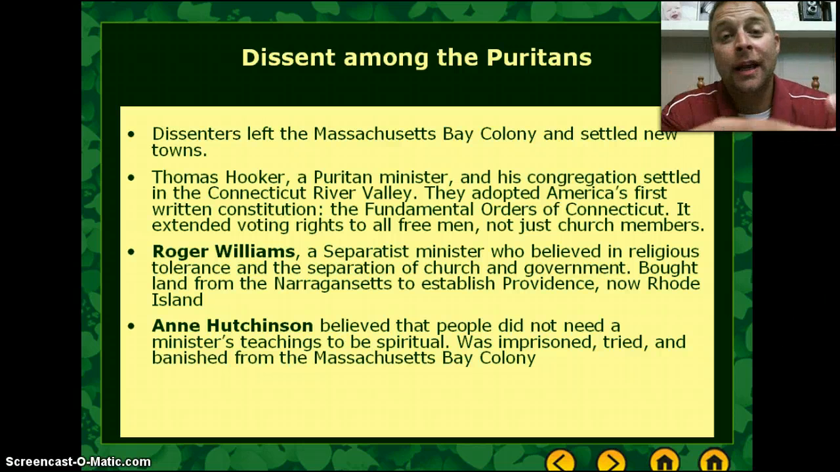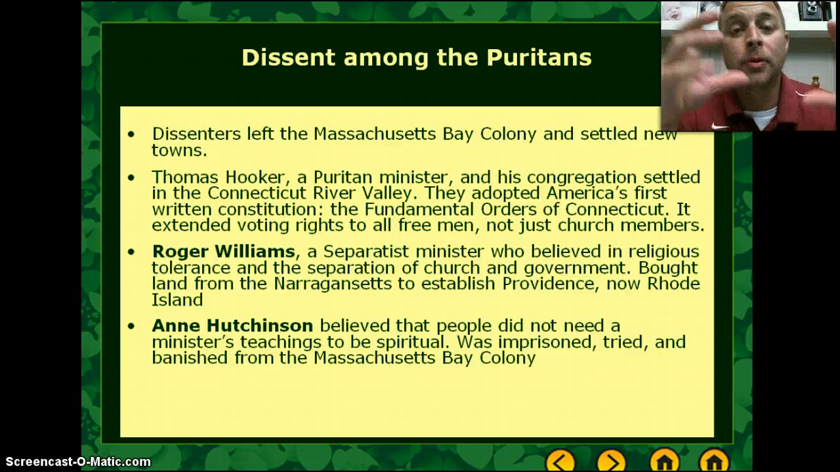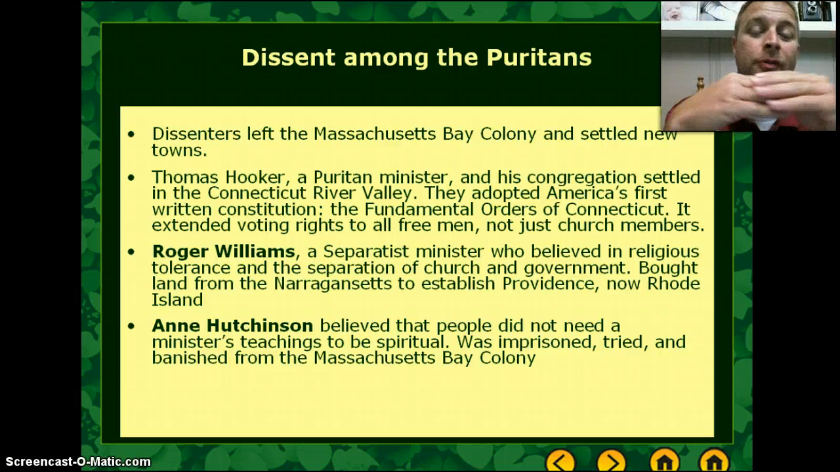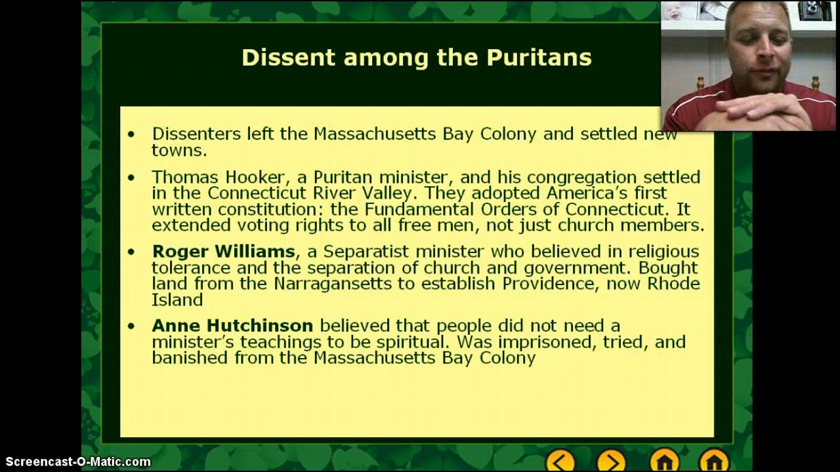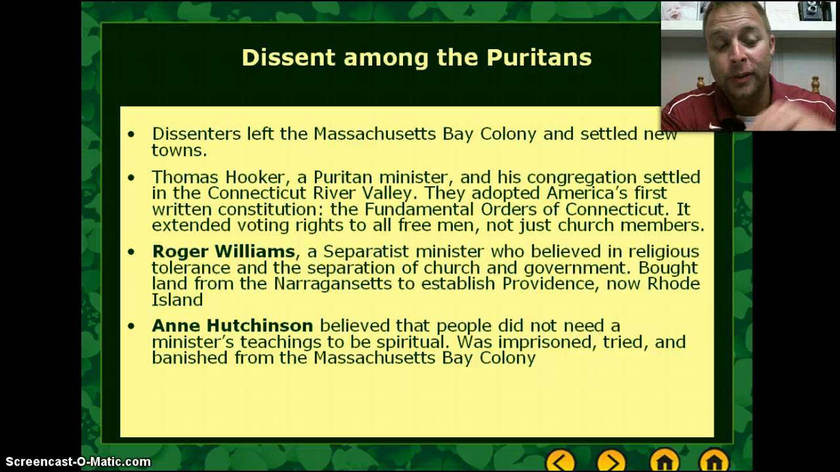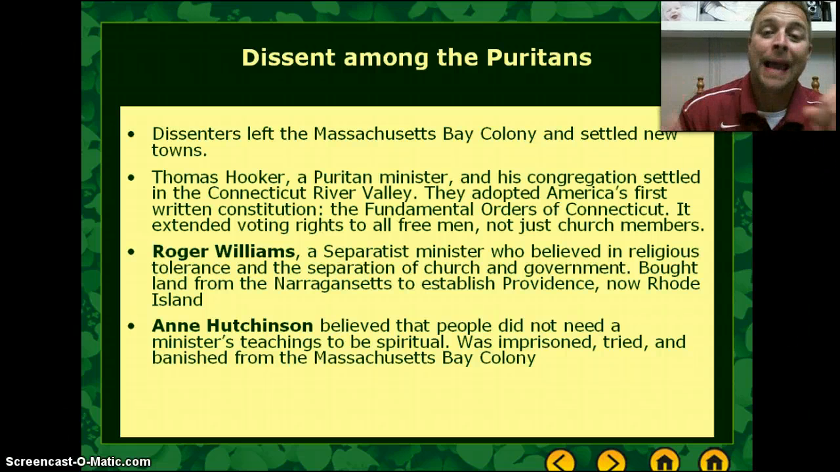And Anne Hutchinson, a woman, pushes against puritanical views and says that people don't necessarily need a minister's teaching to be spiritual. They have a personal relationship with God without the church intervening. For this, she was imprisoned, tried, and actually banished from the Massachusetts Bay Colony.